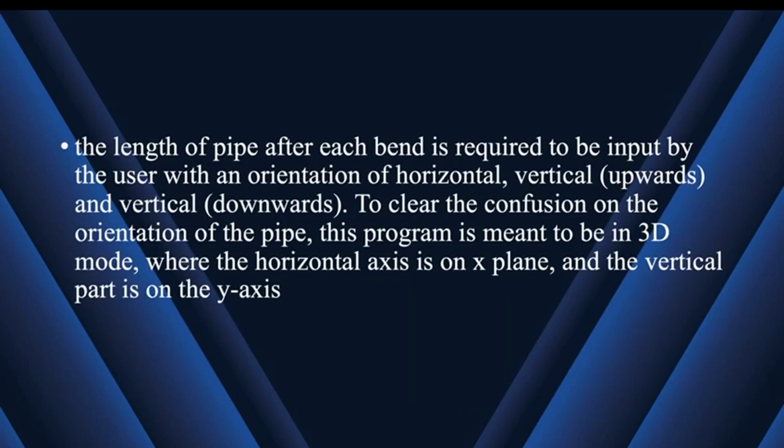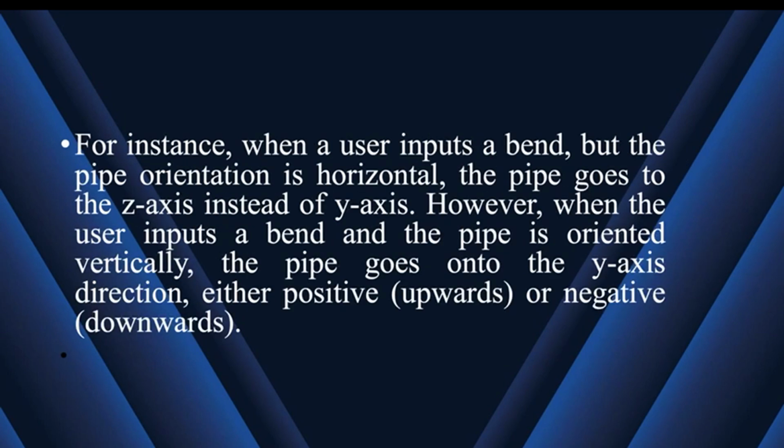The length of pipe after each bend is required to be input by the user with an orientation of horizontal, vertical upwards, and vertical downwards. To clear the confusion on the orientation of the pipe, this program is meant to be in 3D mode, where the horizontal axis is on the x-plane and the vertical part is on the y-axis. For instance, when a user inputs a bend, but the pipe orientation is horizontal, the pipe goes to the z-axis instead of the y-axis. However, when the user inputs a bend and the pipe is oriented vertically, the pipe goes in the y-axis direction, either positive upwards or negative downwards.